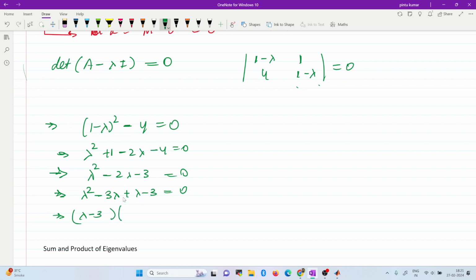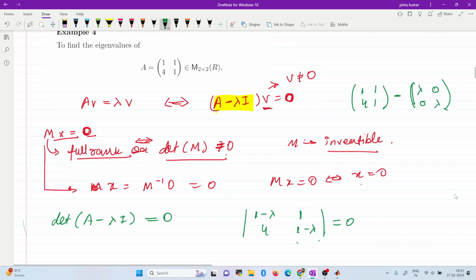And what is my second factor? This is, I think, lambda plus 1. So I'll take lambda common over here, lambda minus 3. So what does this mean? This gives lambda is 3 or minus 1. So 3 and minus 1 are my eigenvalues for this particular matrix, whatever was given.